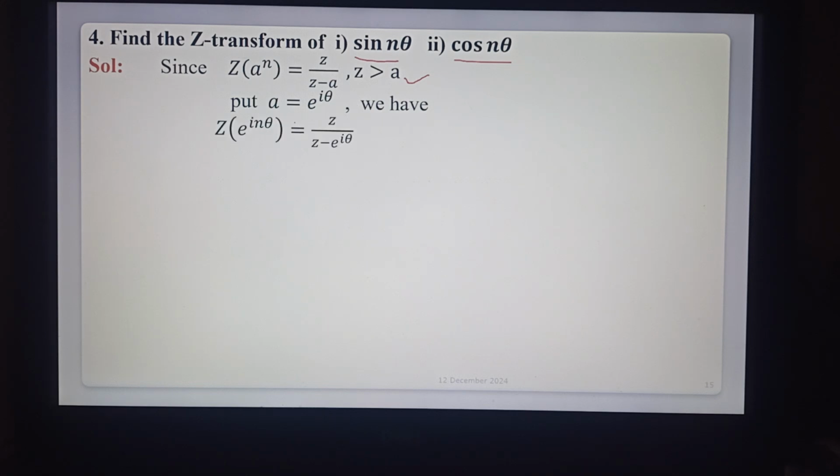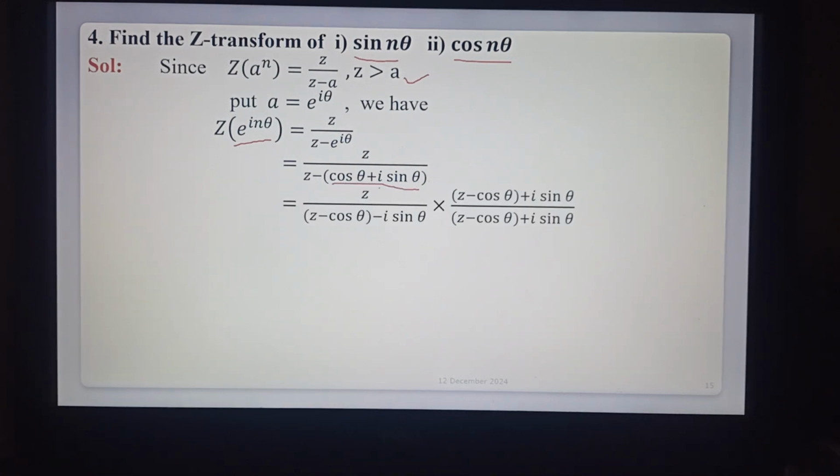So the Z transform of a power n, with a equal to e power i theta, that is e power i n theta, is equal to z by z minus e power i theta. So here z by z minus e power i theta, where e power i theta is the complex number cos theta plus i sin theta. Now separating the real and imaginary part: z minus cos theta is the real part, minus i into sin theta is the imaginary part.